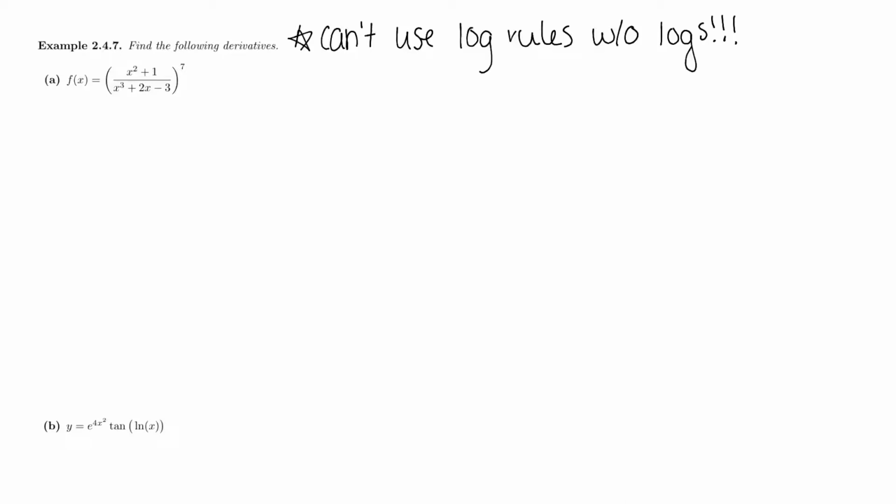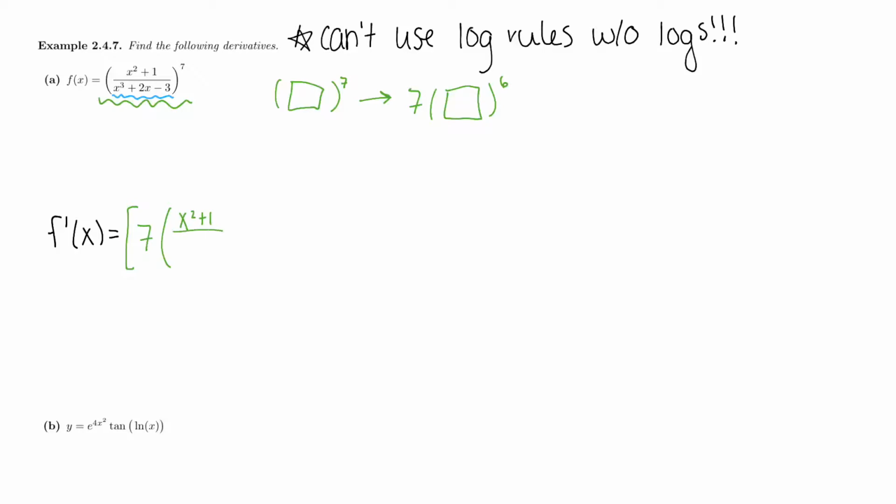We are looking at a chain rule situation where we have an outside, and then the inside is this part here, that whole quotient. So for the derivative, we'll start with the outside function, which is just something raised to the 7. So power rule: leave the inside alone, lower the exponent. So I have 7 times (x squared plus 1 over x cubed plus 2x minus 3), all raised to the 6th power.